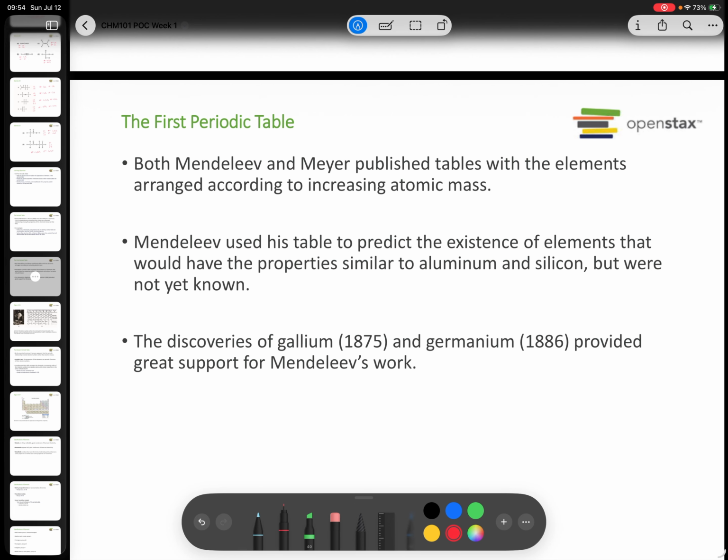So, Mendeleev and Meyer, they arranged the elements by increasing atomic mass. Okay, so Mendeleev went further by using gaps in his table to predict elements that had not yet been discovered, no? So, the later discoveries of gallium and germanium strongly supported yung gawa ni Mendeleev.